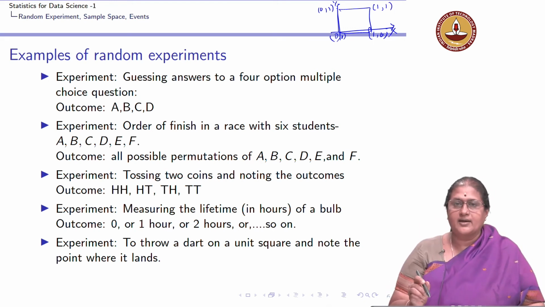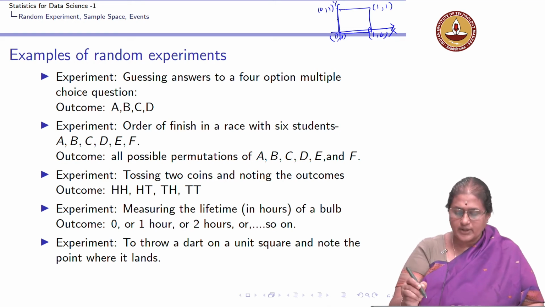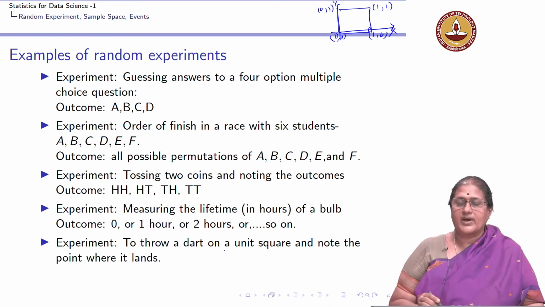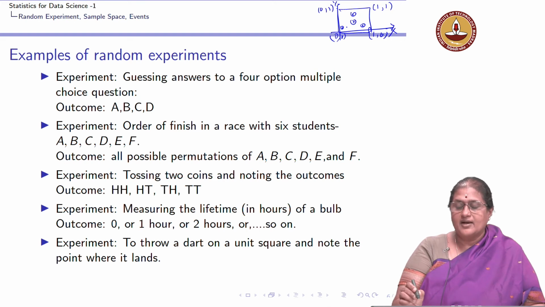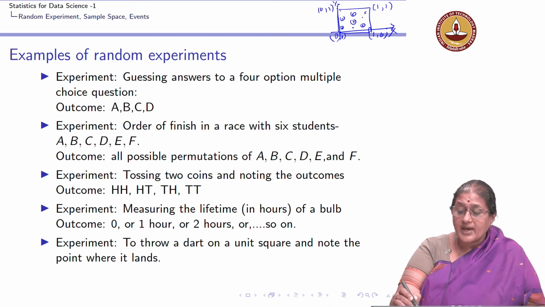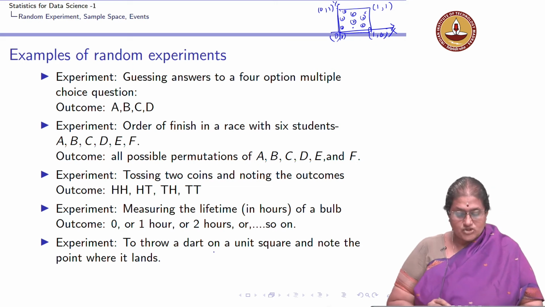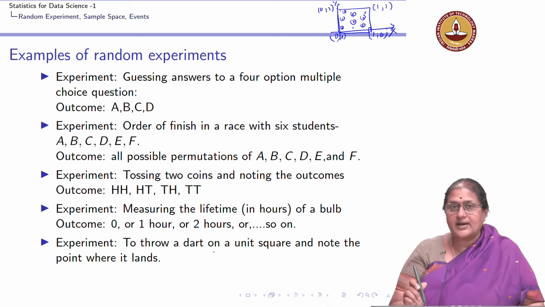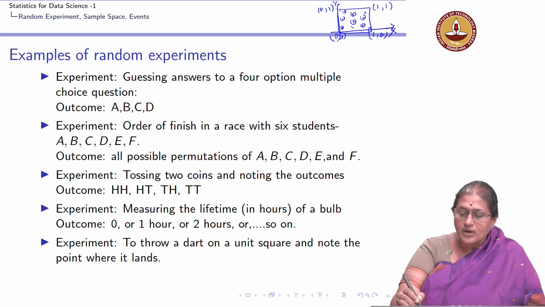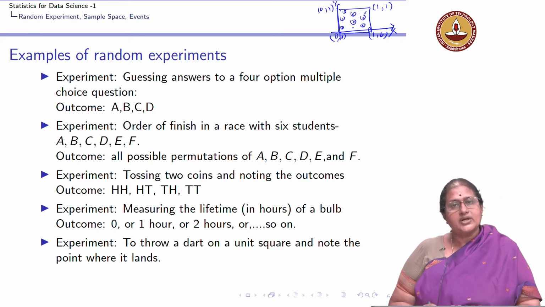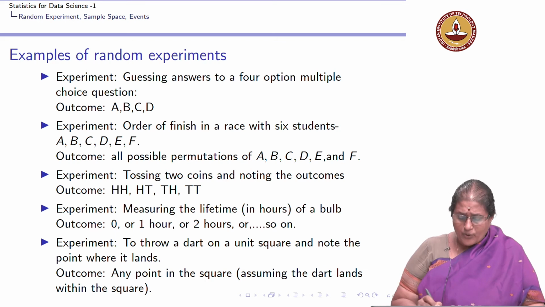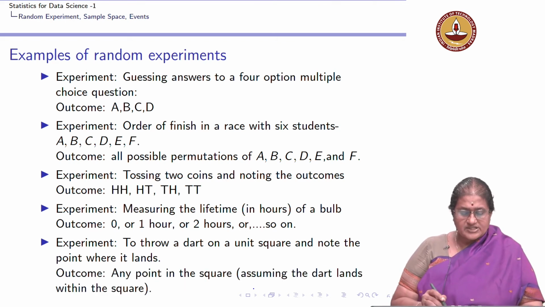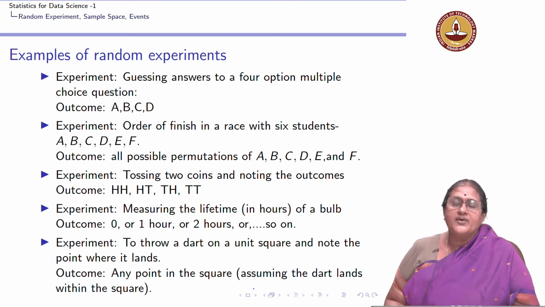I am throwing a dart and I assume that this dart is going to actually land within the square. Now, the dart could land at this position, it could land at this position, it could land anywhere. So, there is an uncertainty as to where this dart actually lands. If my experiment is to throw a dart, the observation I am going to note down is where it is actually landing in this unit square. So, that is my observation. Any point in this square is a possible outcome to the random experiment.